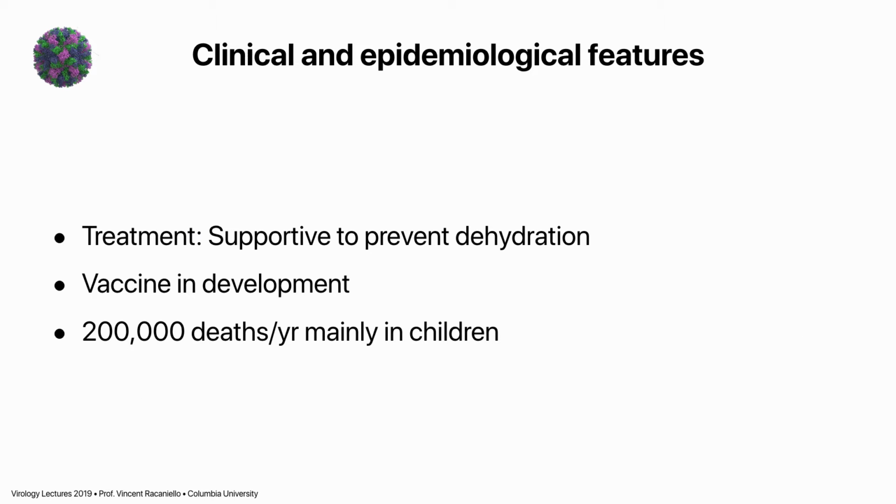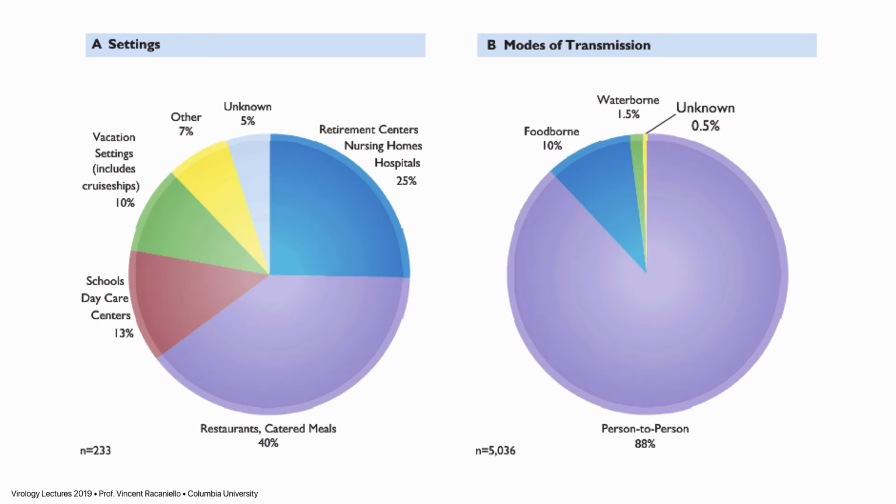And here is what you can do about it. Mostly we just want to prevent dehydration, so make sure you take lots of fluids. There are vaccines in development. We'll see how good they are. And there are deaths globally every year, mainly in children who get dehydrated and don't have a proper fluid supply, and that's why they die.